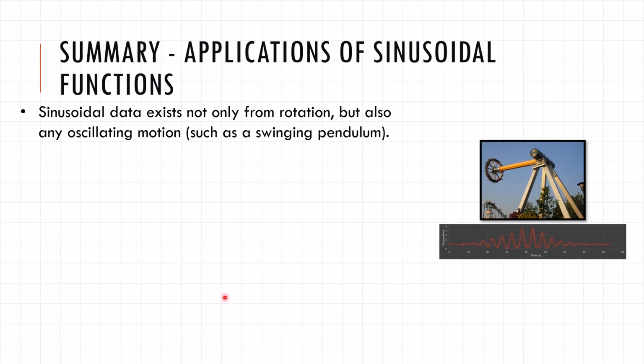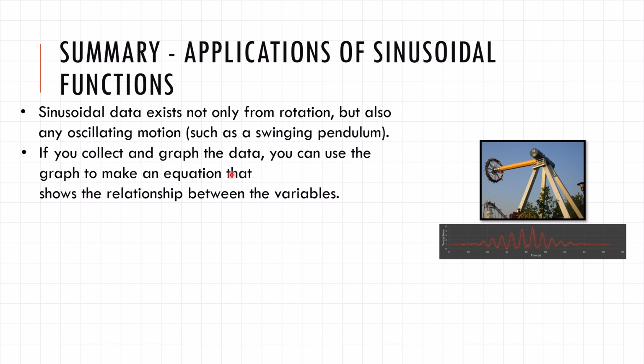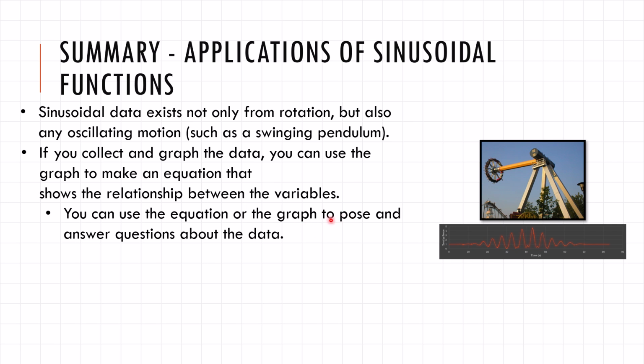Finally, we learned that sinusoidal data exists not only from rotating objects, but also from any oscillating motion, anything going back and forth, such as a swinging pendulum or a ride. In real life, if we notice that data might be acting sinusoidally, if we actually collect and graph that data, we can create an equation that matches that graph. And we can use that equation or even just the graph itself to think about questions that we could ask or even questions that we can answer about the data.